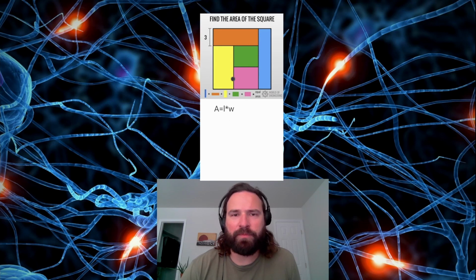And I figured it was probably pretty important to label the other dimension of this orange rectangle. So I'm going to call that x. So that's this length right here.